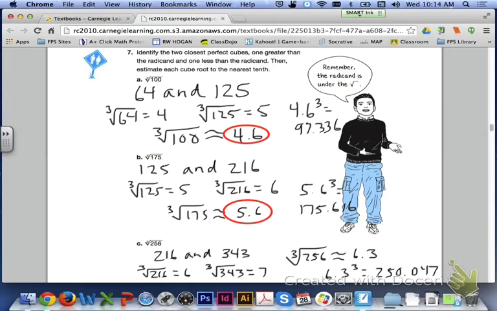So 5.6 is as close as I can get to 175. And finally, for letter C, 256 is between the two perfect cubes of 216 and 343. The cube root of 216 is 6. The cube root of 343 is 7. So I know my answer is going to be somewhere between 6 and 7. The cube root of 256 would be approximately 6.3. When I cube 6.3, I get 250.047. That's as close as I can get to 256. So my answer is 6.3.